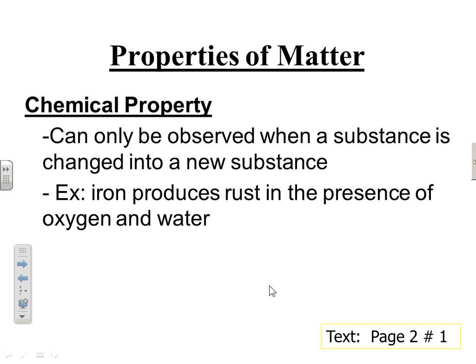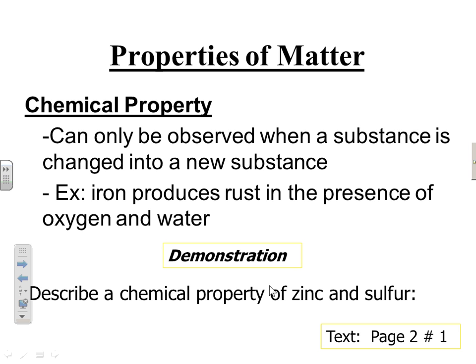Let's talk about chemical properties. And let's take a look at the reaction between zinc and sulfur. You can write the chemical properties part. Don't write demonstration. But in a moment, we're going to describe the chemical property between zinc and sulfur. And then that's the homework. And that's all I have for today.